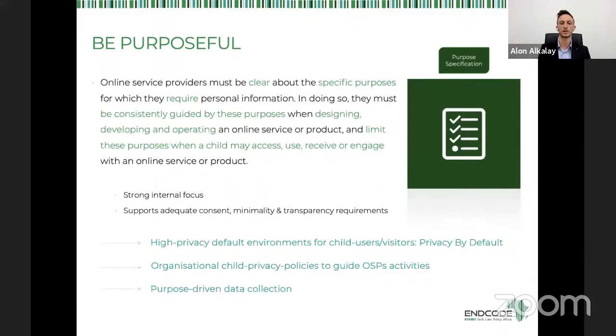And we ask them to look at purpose-driven data collection. If there is no purpose for it, when you're engaging with a child, then you simply should not be collecting their information. And the same goes for setting up high privacy default environments. When children interact, only the information that is necessary for the purpose of providing them the product or service should be obtained.